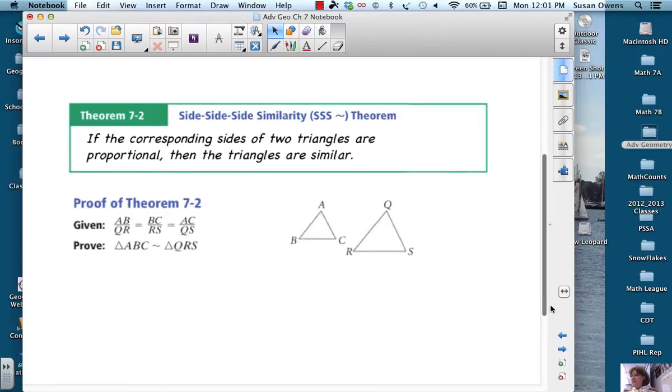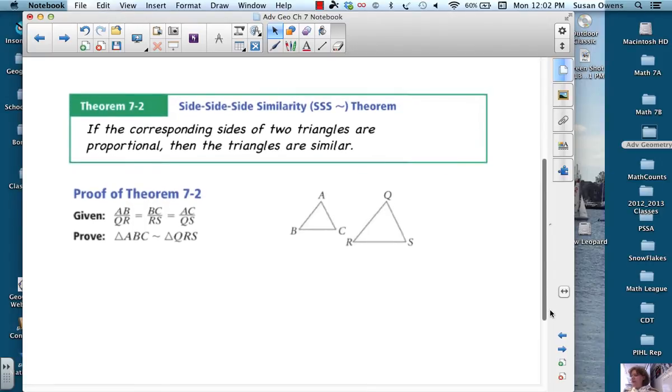And the last one we have is side-side-side similarity, and this one says if the corresponding sides of two triangles are proportional, then the triangles are similar. Okay. So it's not that all the corresponding sides are congruent. If all the corresponding sides are in proportion, then the two triangles are similar. And we will also do this one in class.